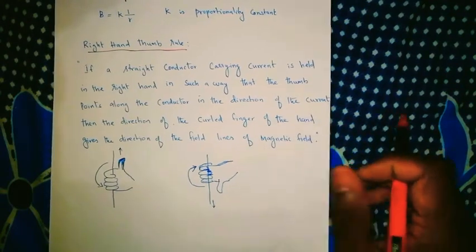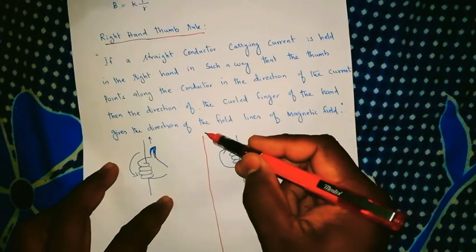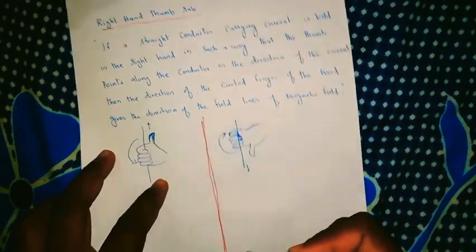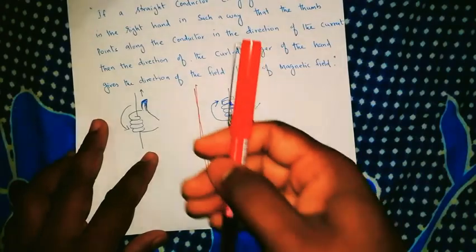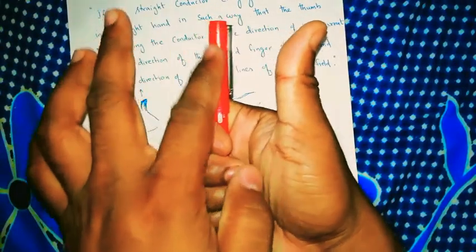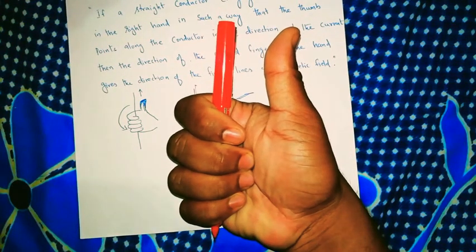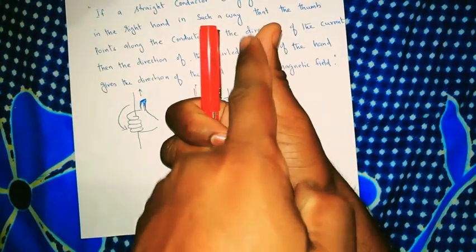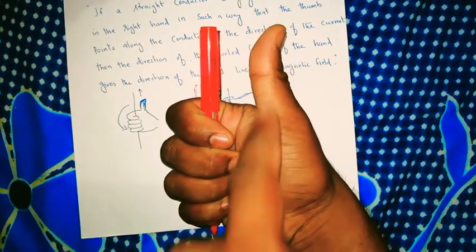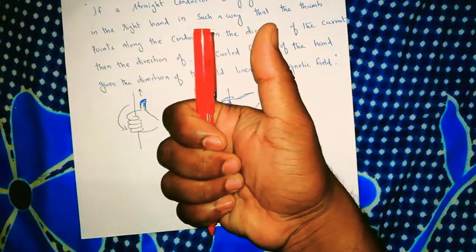For example, this is the wire. Think that this is a wire, a copper wire. You think that I'm holding this copper wire. So this is the copper wire, the pen, and I'm holding it in my right hand. So this thumb indicates the current moving. Okay, so current is moving in this direction, the top direction.